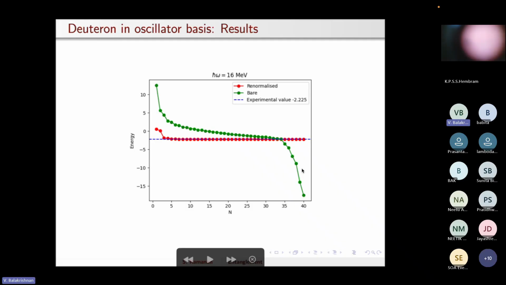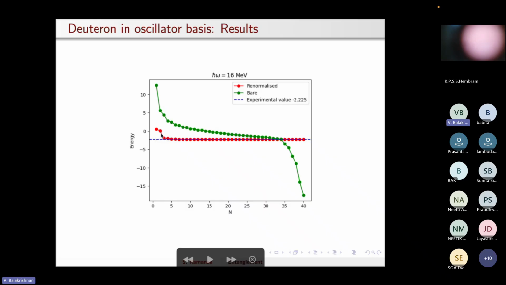Okay. So what you see is that as you increase N, you need a large number, of order 35, or well, less than that, right? So, between 30 and 35, in order for this to converge to the experimental binding value if you start with a bare interaction. So you need that many basis states of the harmonic oscillator for this simple two-body problem.